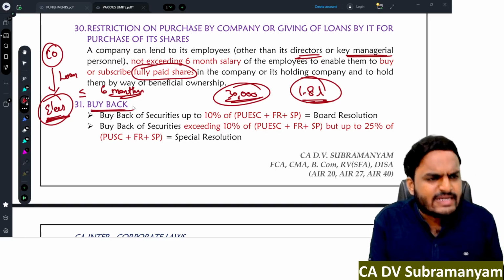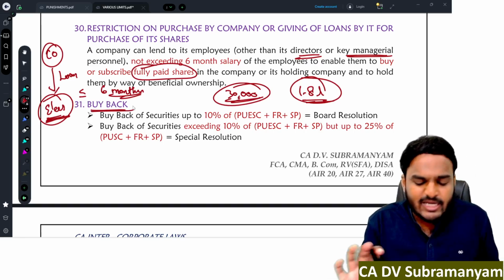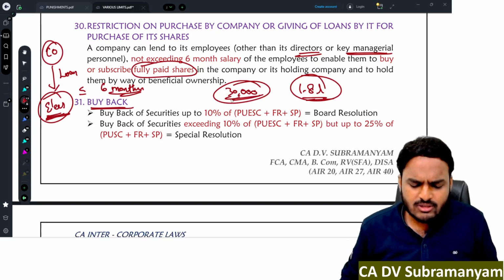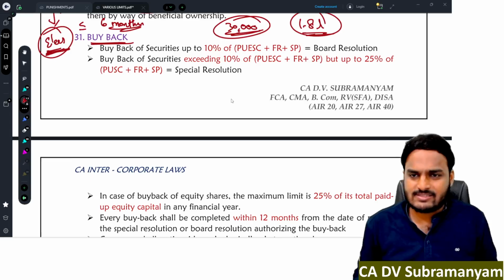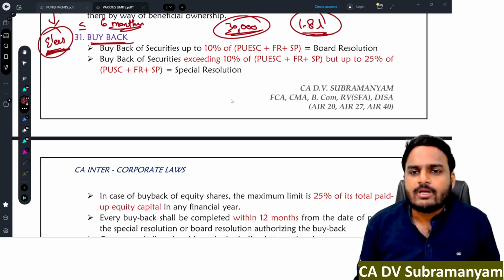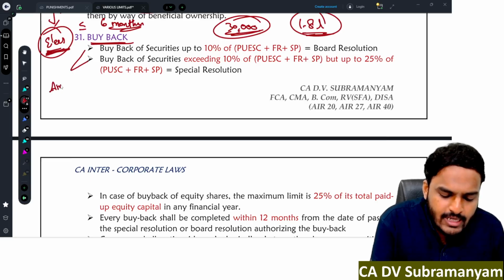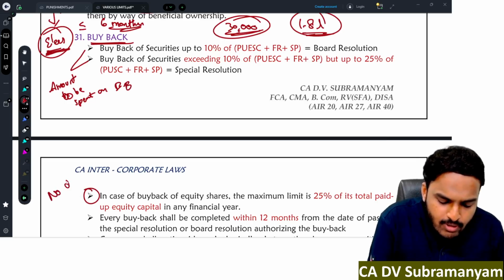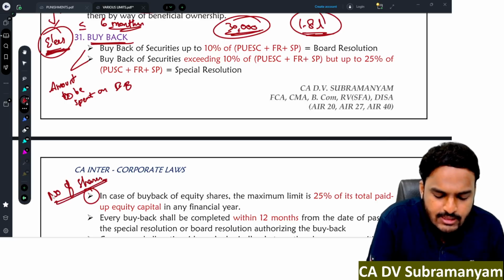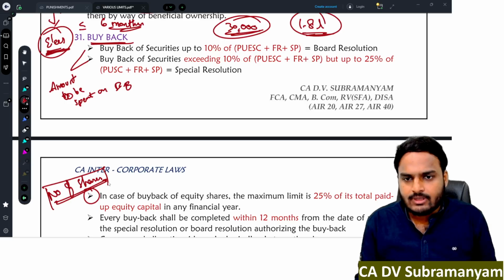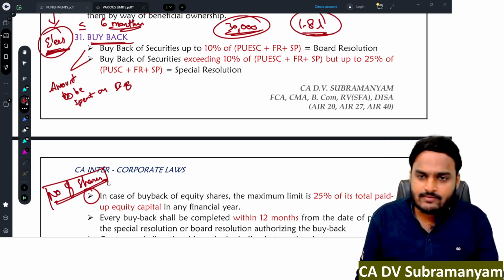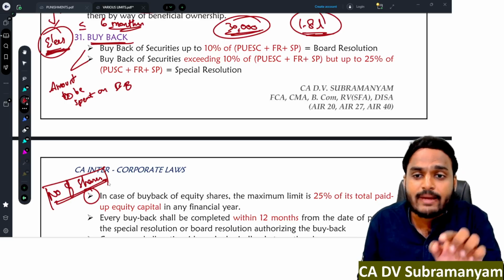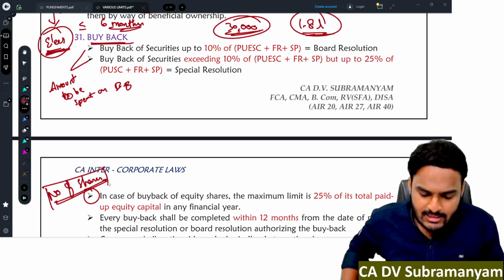Next, important limit, buyback. A lot of students get confused between these 3 points. Just follow me carefully. The first 2 points speak about the amount to be spent on buyback. And the third point is all about the number of shares, the number of securities that a company can buy back. So the third point is all about number of shares, and the first 2 points are all about amounts to be spent on buyback. First I'll tell you the third limit.